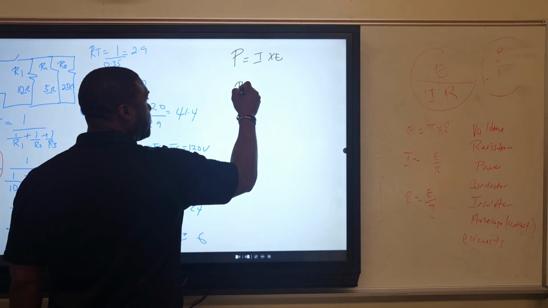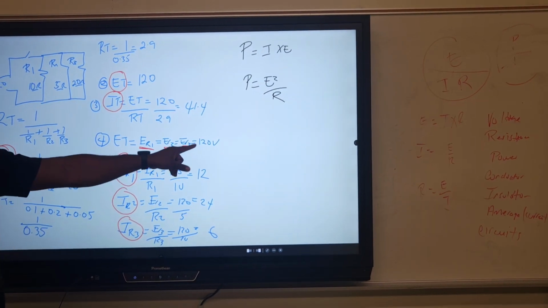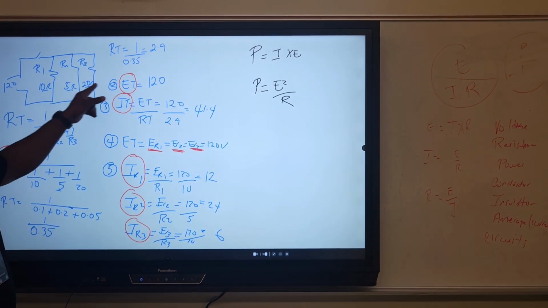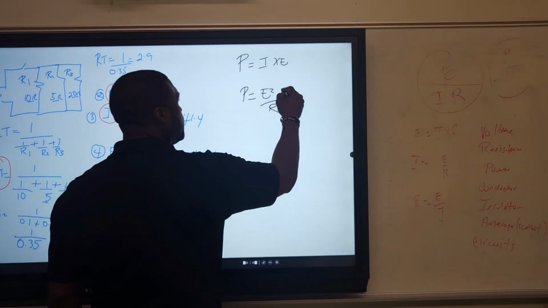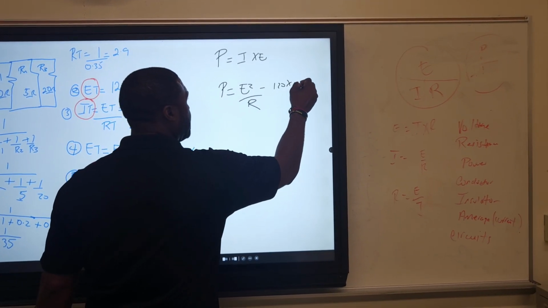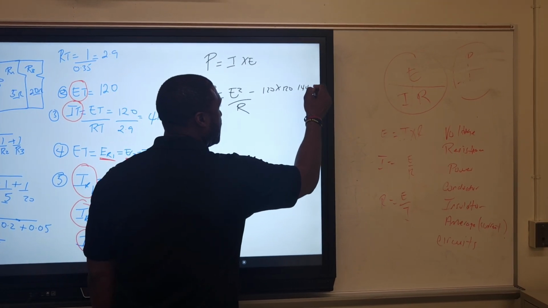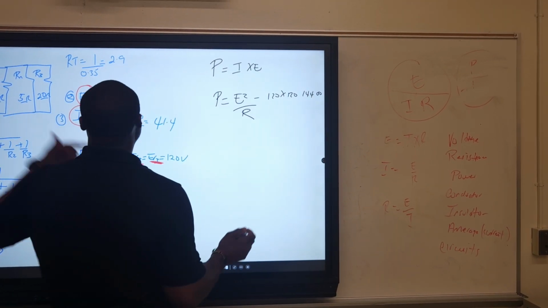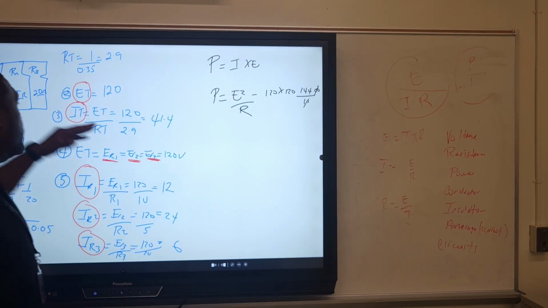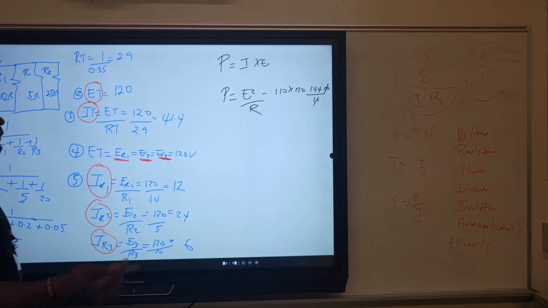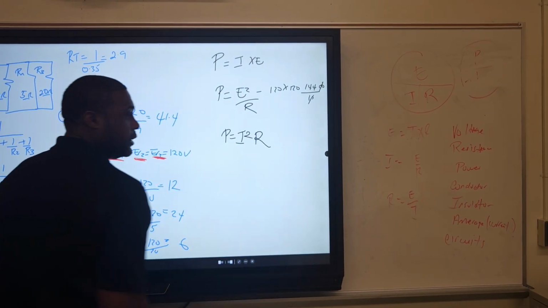We can say P is equal to E squared divided by R. That would be 120 times 120 divided by any of these. So let's say we're trying to find this one. It'll be 120 times 120. And again, do basic math. 12 times 12 is 144. And you add the 2 zeros. Divide by 10. And that will be 1440 if we're using that formula. Or we can use P is equal to I squared times R.